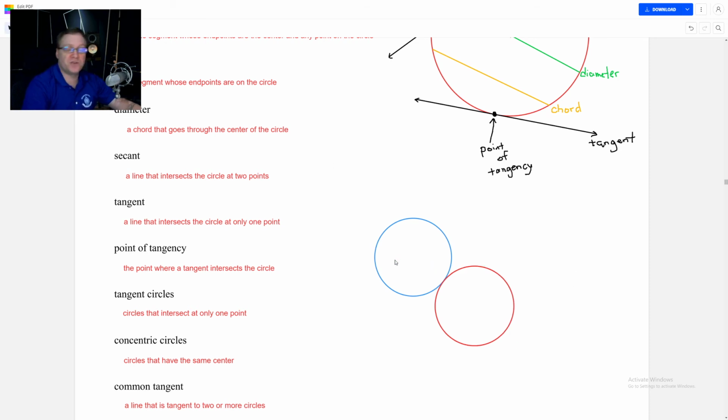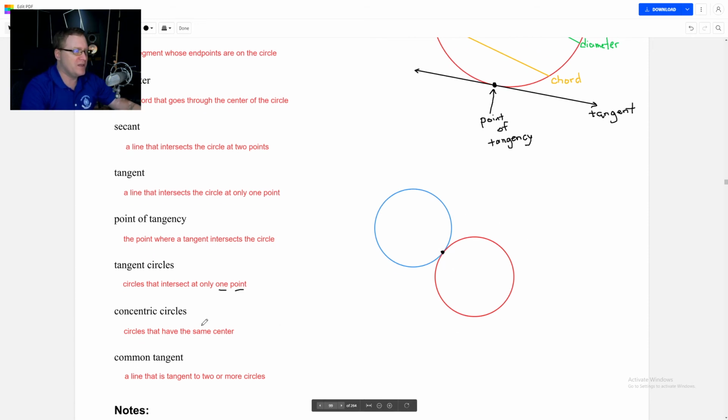All right, so we have 2 circles. And you see that these 2 circles touch each other at 1 point. This point right here is where they intersect. They only intersect at 1 point. Because these 2 circles intersect at 1 point, we say that they are tangent circles.